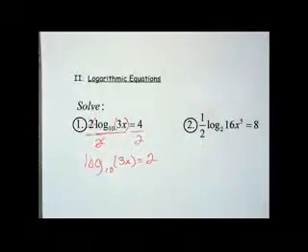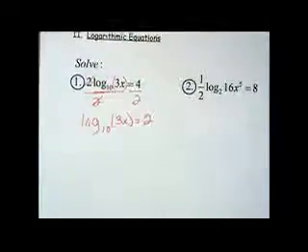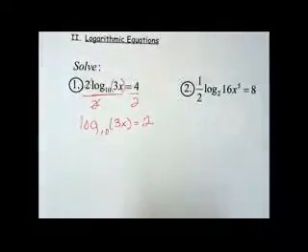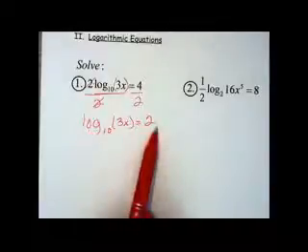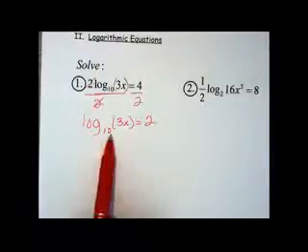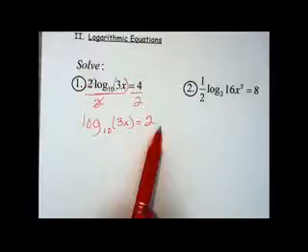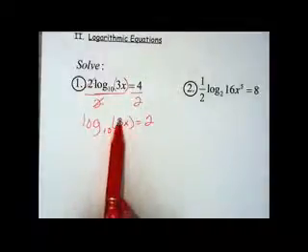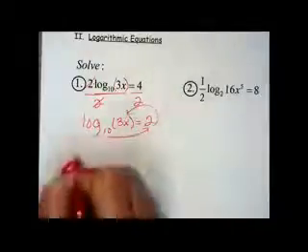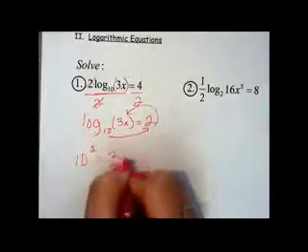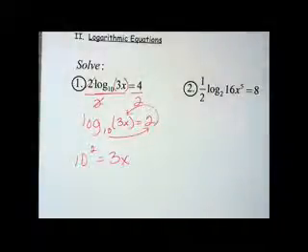Once you have a regular log equal to some number, what we're going to do is write the equivalent equation. Remember that a log is equal to a power that a fixed number is raised to in order to get some number. So you say 10 to the second power equals 3x.